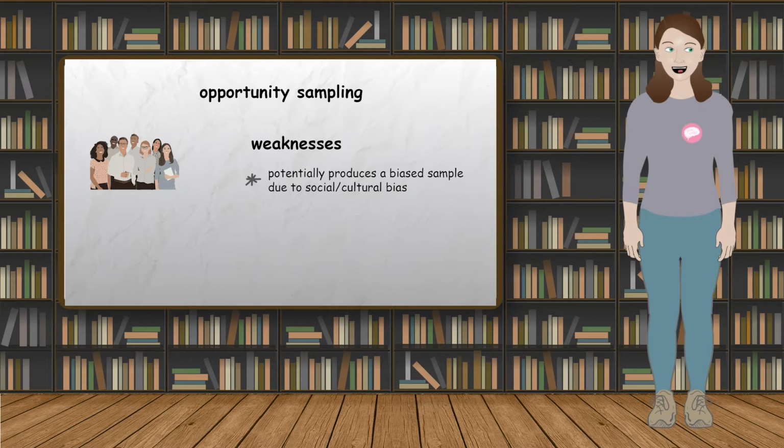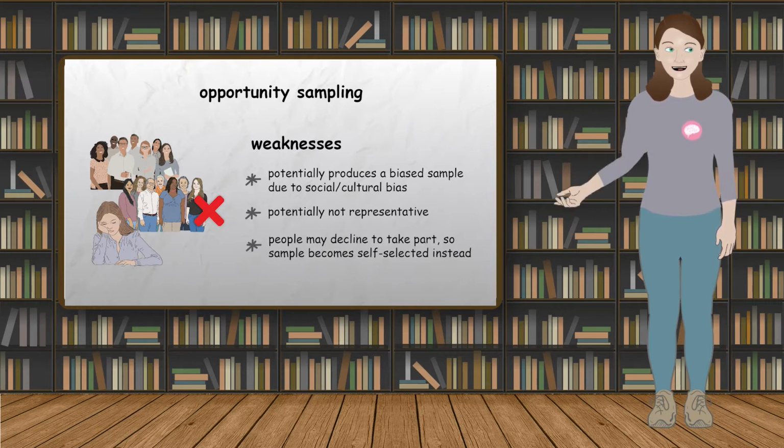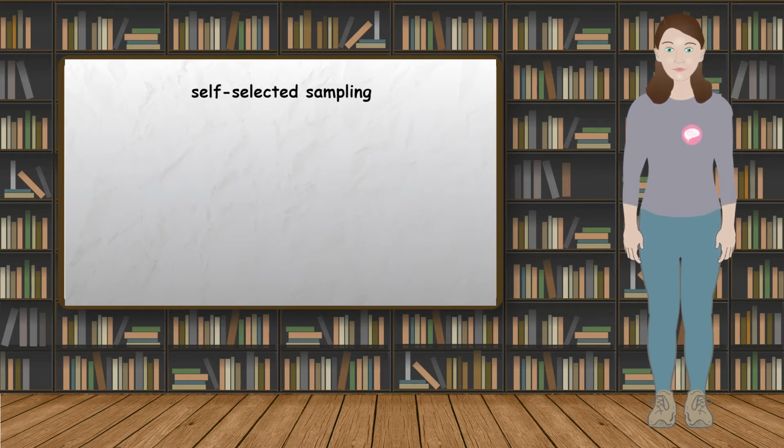It can produce a biased sample as it is easy for the researcher to choose people from their own social and cultural group. This sample would therefore not be representative of your target population, as your own social or cultural group may have different qualities to people in general. A further problem with opportunity sampling is that participants may decline to take part, and therefore the sampling technique may inadvertently turn into a self-selected sample.